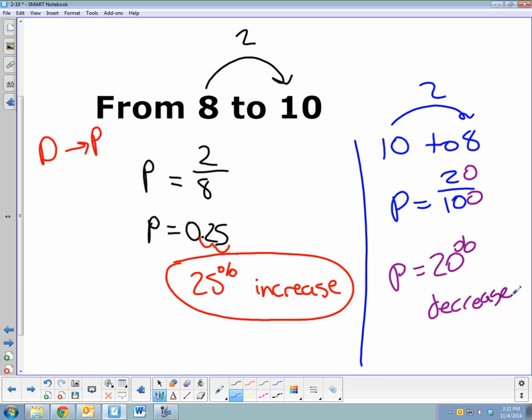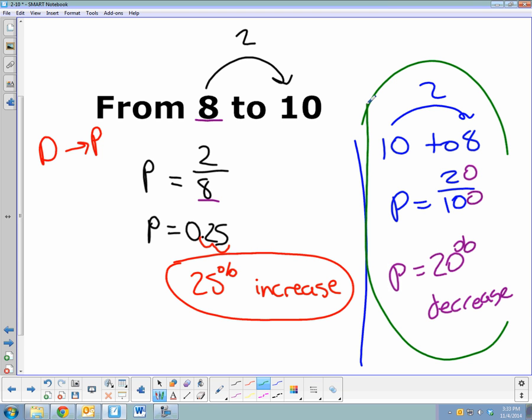The reason I did that is to emphasize that it really matters which one is the original. Where did it start from? If it starts from 8, that's your denominator. If you did it the other way around by accident, you said, well, from 8 to 10 is an increase of 2, and the original is 10. That's a very different question. That's this question over here. If the original was 10, we would have a very different answer, 20% decrease instead of a 25% increase. The original amount, where it starts from, makes a very big difference in your answer. So be careful about that.